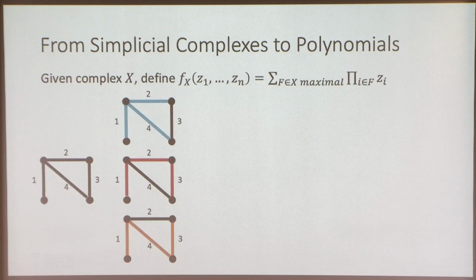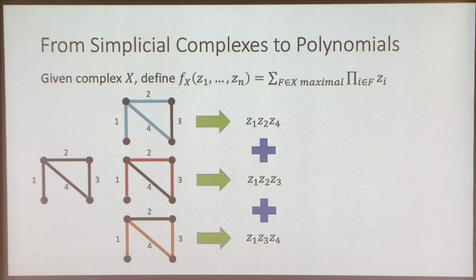And for this graph, we have the bases of this matroid are just the spanning trees of the graph. So we have 3 spanning trees here. Each spanning tree gives us a monomial in our polynomial. And so now we just add it up. And that's exactly our generating polynomial.